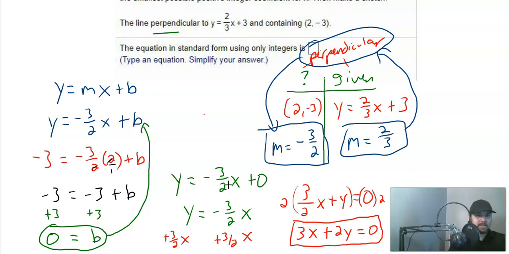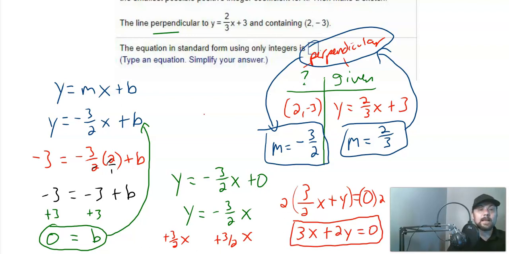But remember, the directions say write the answer in standard form. So we add the 3/2 x back over, and because nothing is left here, it's going to be a 0 on the right-hand side. And we have to get rid of the fraction, right? Because in standard form, there's no fractions. So you multiply 2, the common denominator, to both sides, and you end up with this. So what you should have ended up with is 3x plus 2y equals 0. That would be the equation in standard form.